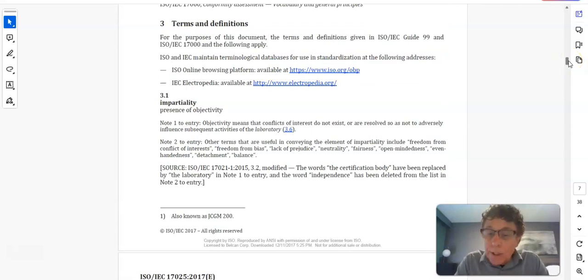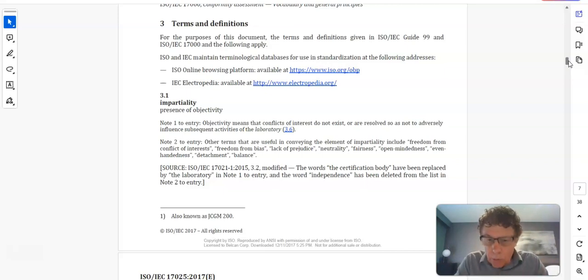Impartiality is the presence of objectivity. That is the definition of impartiality. The standard offers two notes, and notes are interpreted in the standard as requirements as well, so you do have to meet the requirements of any notes that you see. Note one: objectivity means that conflicts of interest do not exist or are resolved so as not to adversely influence subsequent activities of the laboratory. Note two: other terms that are useful in conveying the element of impartiality include freedom from conflict of interest, freedom from bias, lack of prejudice, neutrality, fairness, open-mindedness, even-handedness, detachment, and balance.